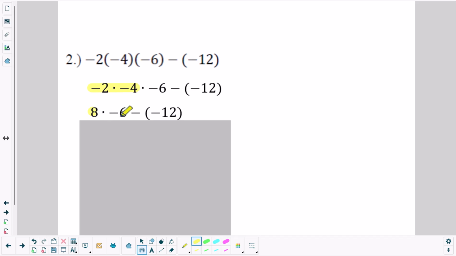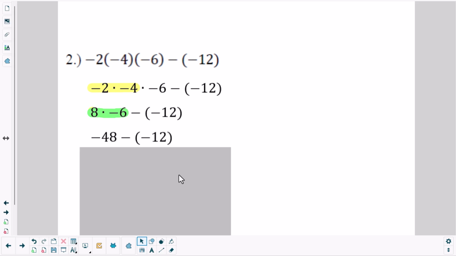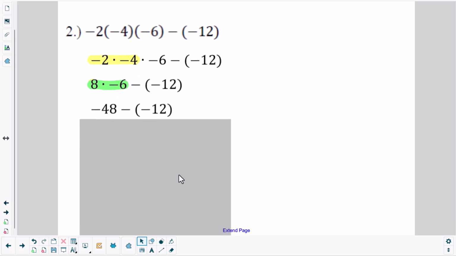Next thing I need to do is do +8 times -6. It's going to get me -48. Now I have -48 minus -12. Now, when we have subtraction with negatives, remember we do keep change opposite and rewrite it as addition. This will become -48 plus 12.